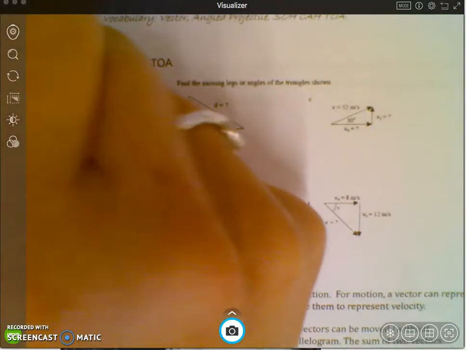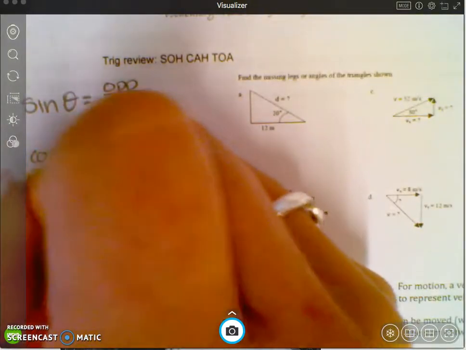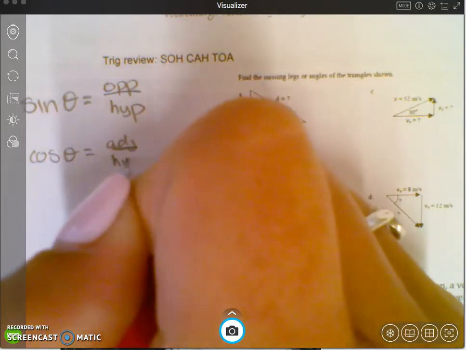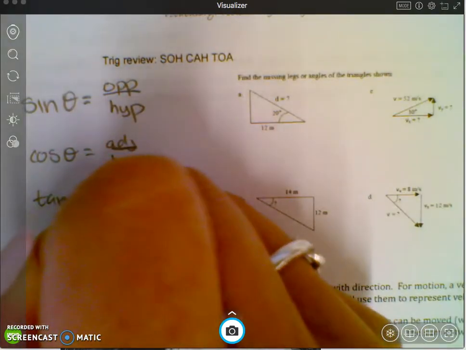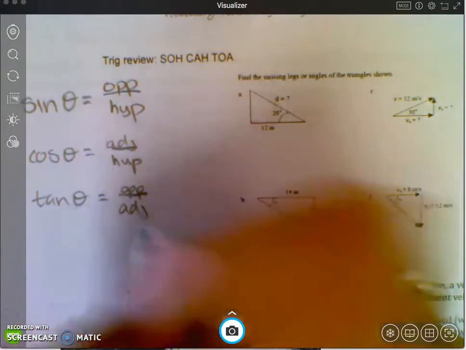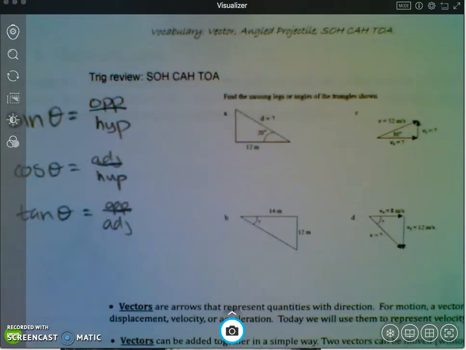So sine theta is opposite over hypotenuse. Cosine theta is adjacent over hypotenuse, and tan theta is opposite over adjacent. Okay, so that's what you have to remember as we move over here.